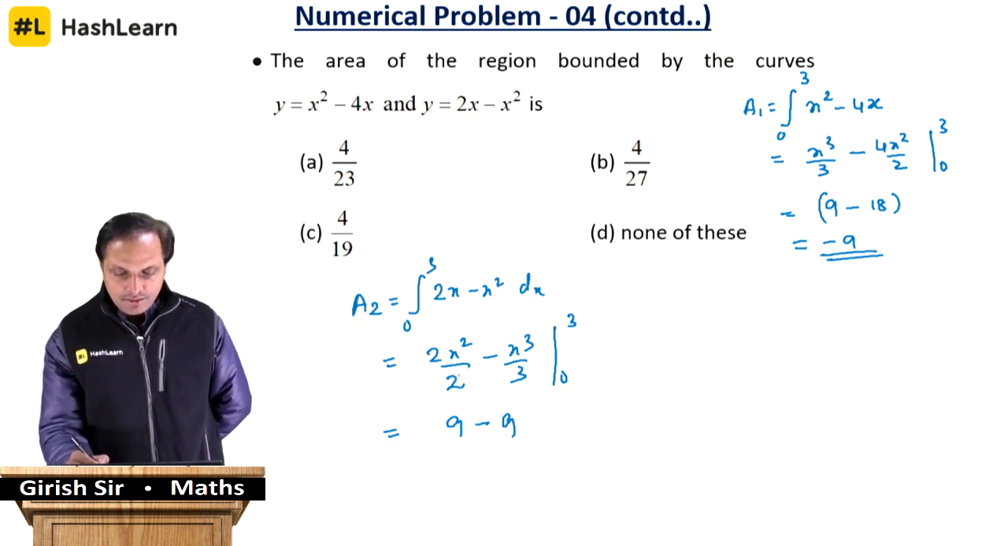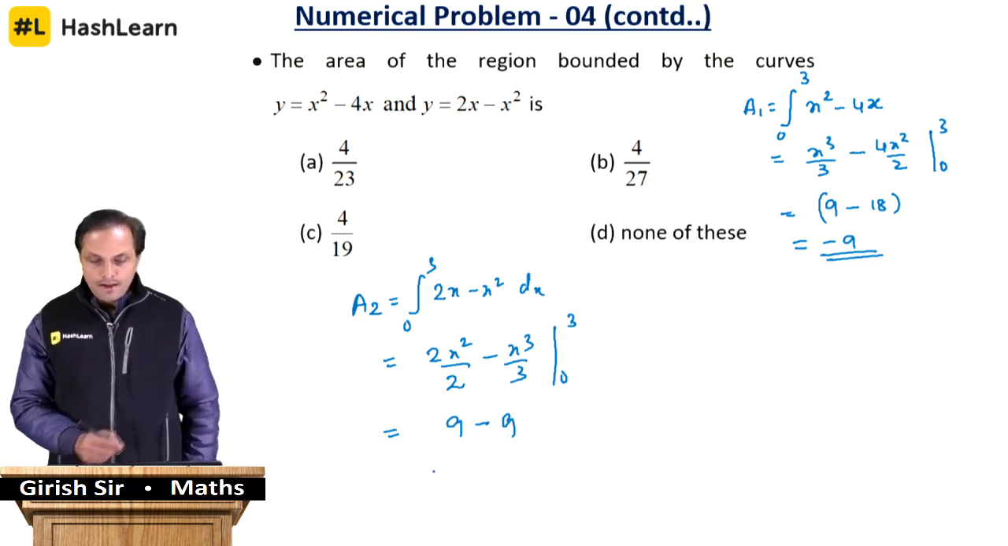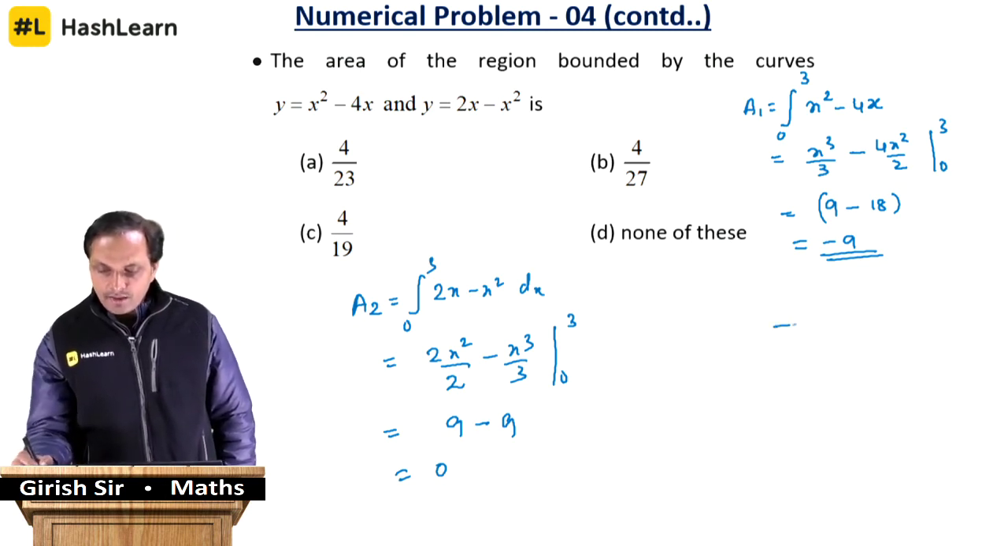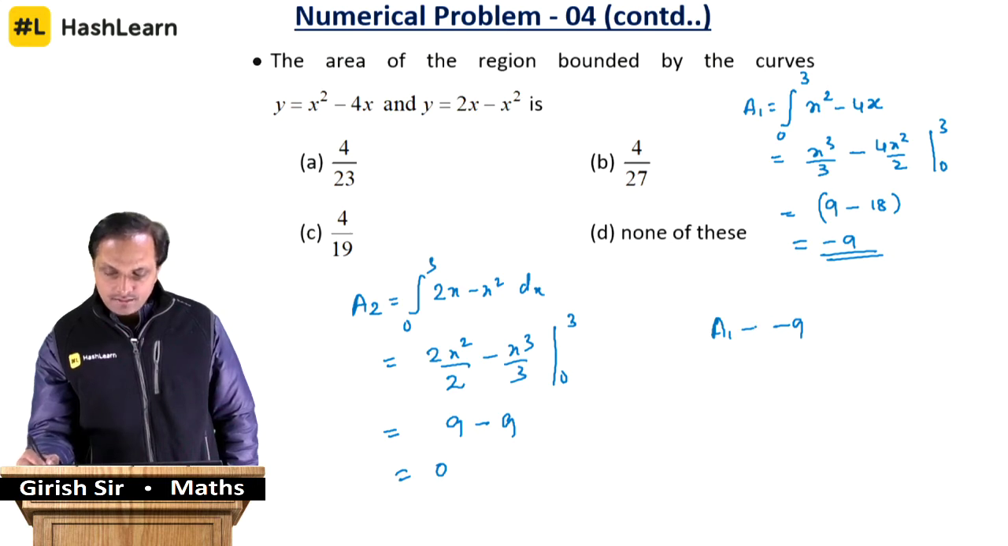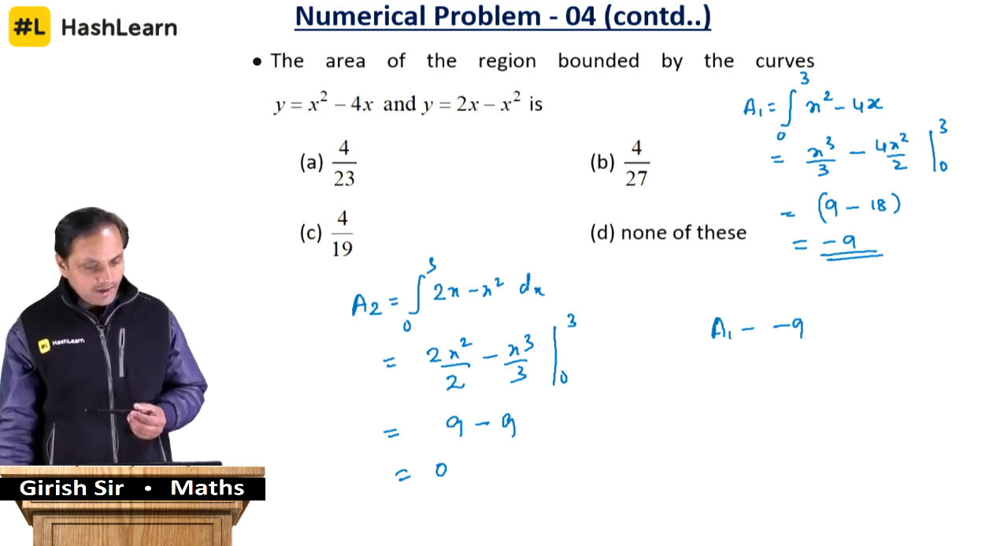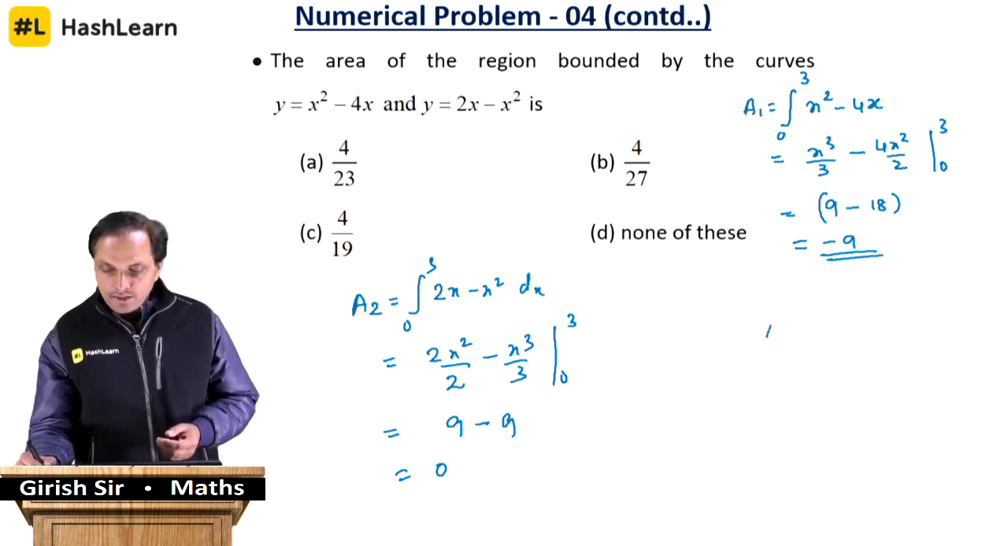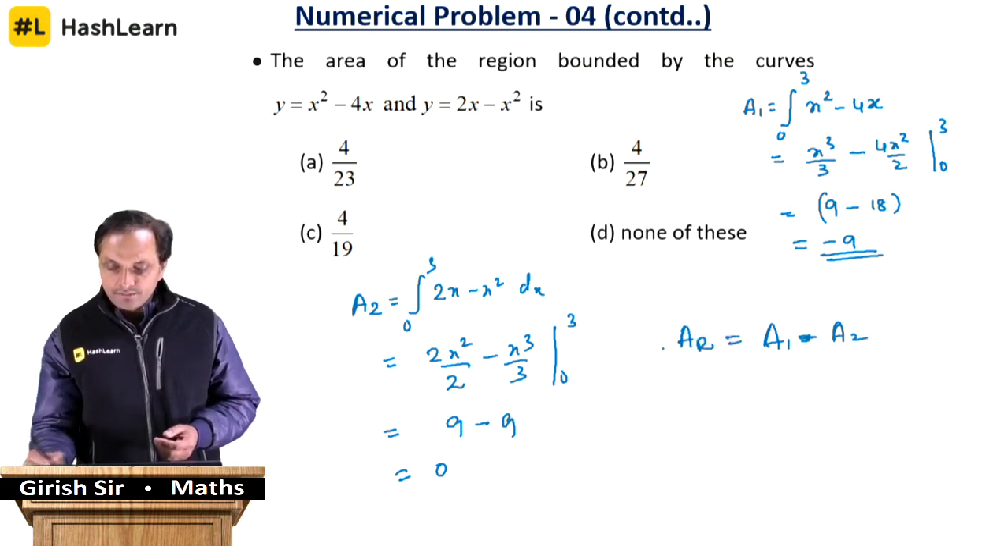This part, 2 cancels, that is 3 square is 9 minus 9, that is 0, okay, leave it. So this is your minus 9. You do area 1 minus area 2. Let me take it here. So area 1 minus area 2, that will be your area required.